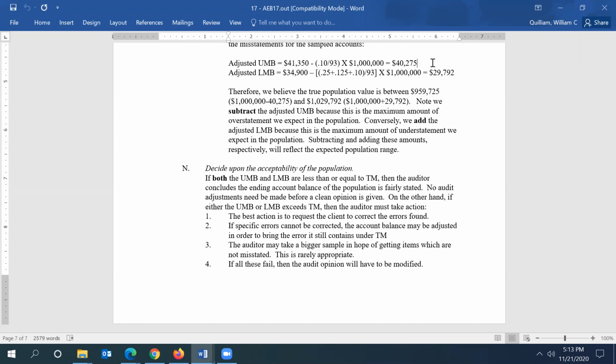Let me erase that allowance for sampling error because it's already been done for us in what we just did. So we say that this adjusted upper misstatement bound may be reflecting a maximum error of the population of $40,275. Looking at this upper tail, we're still under the tolerable misstatement of 50,000. Would you still say we're okay? Yes, we are.